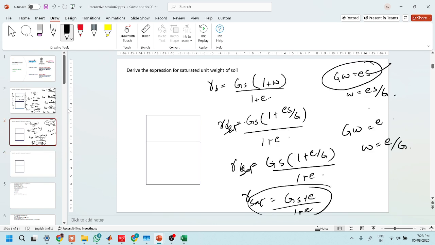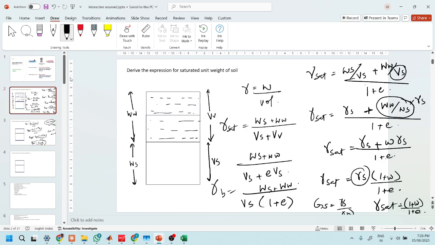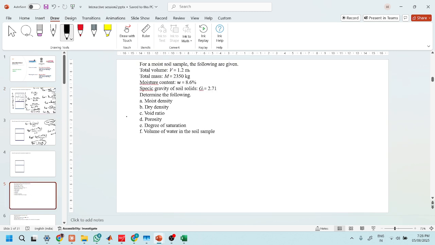But I hope you understood it is not just playing with the formula, but kind of trying to understand how from gamma bulk we can go towards gamma particle. What is the volumetric and what is the gravimetric relation between that? Okay, next question.